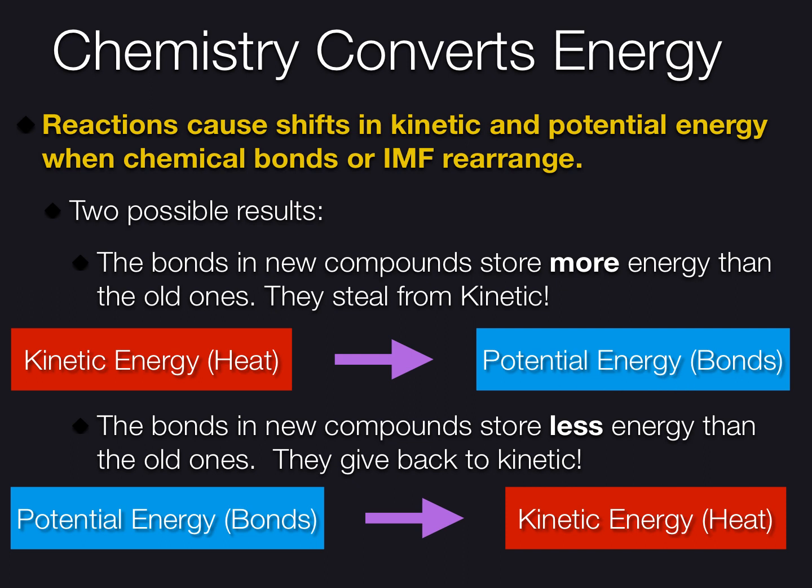Now, on the other hand, if you've got bonds in the new compound that store less energy than the old ones, well then you're going to give it to the kinetic. So if you've got more energy stored in bonds on the reactant side than you do on the product side, well then what you're going to get is an excess amount of energy given out. And so that stored energy turns into heat energy, potential converts to kinetic, and in this case, energy is going to be released in the form of heat in a chemical reaction like this.